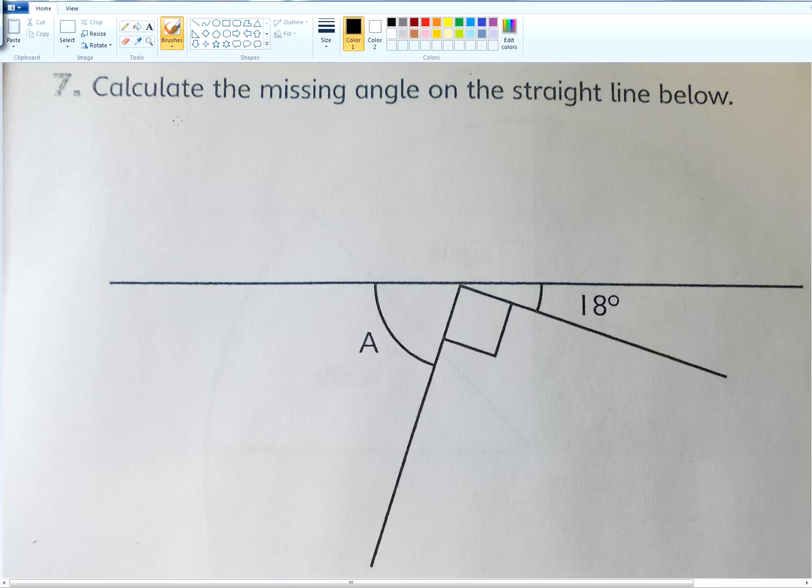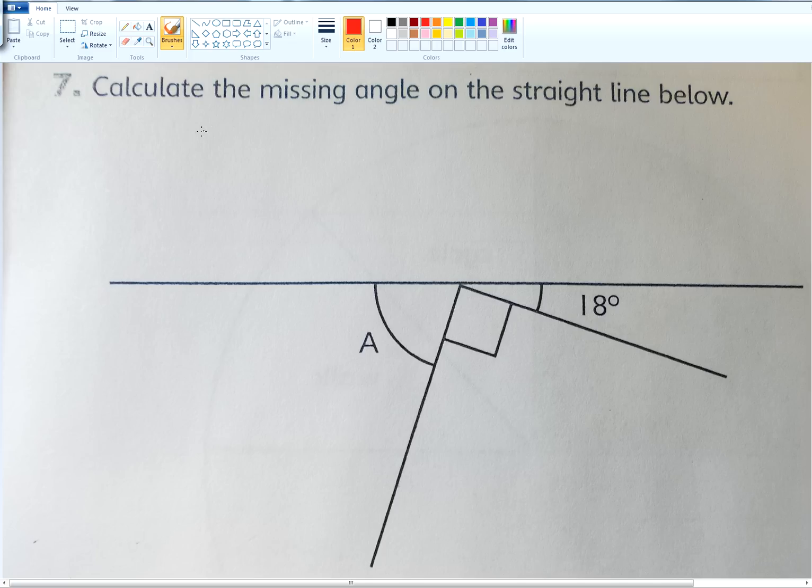Okay, question number 7. Calculate the missing angle. Don't get confused with the angle, that's something quite different, on the straight line below. Now, there's a rule that we learn when you're doing angle theory. Now, the rule is angles. Okay, well, what's the rule for this question? Who knows the rule?